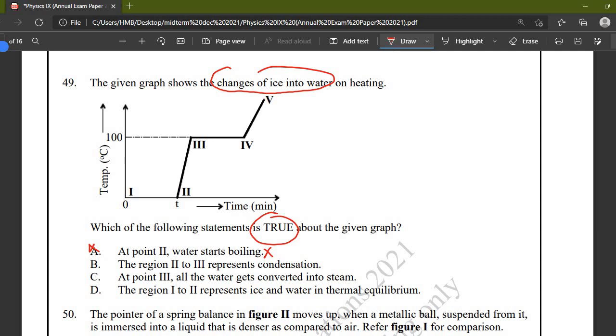So option B is also incorrect. At point 3, the water gets converted into steam. So at point 3, the boiling process has just started, so option C is also incorrect. So the last option, that is option D, is the right answer. In region 1 and region 2, the ice and water are in thermal equilibrium because the temperature is constant. So option D is the right answer.